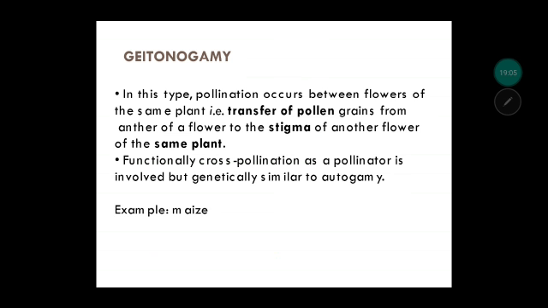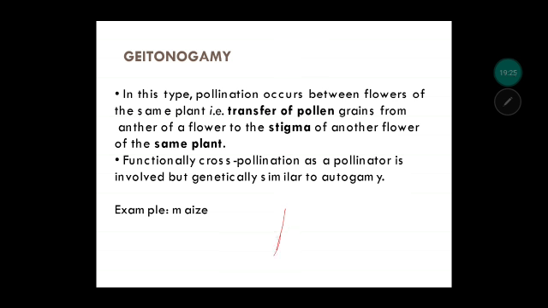Next, coming to geitonogamy. In this type, pollination occurs between flowers of the same plant. Now, same plant, then how is it different from autogamy? Actually, same plant means the plant is same but the flower can be different.